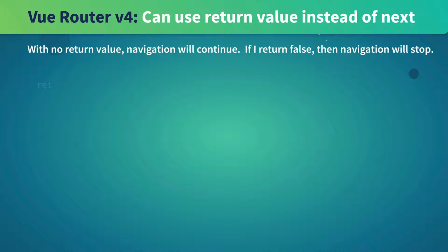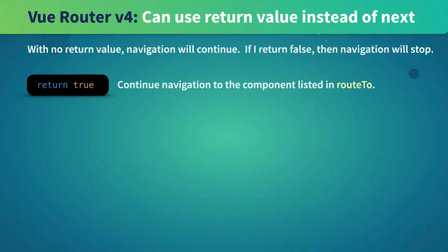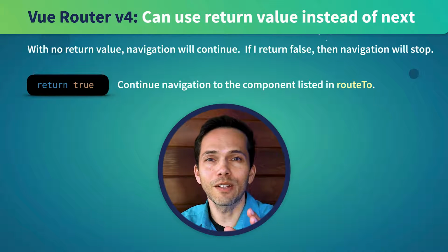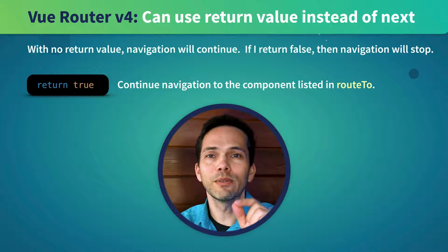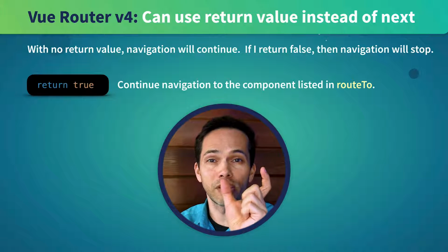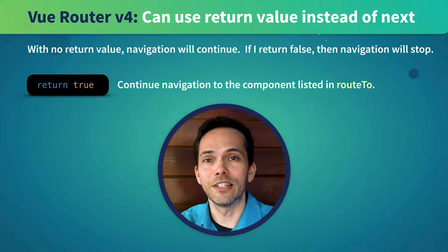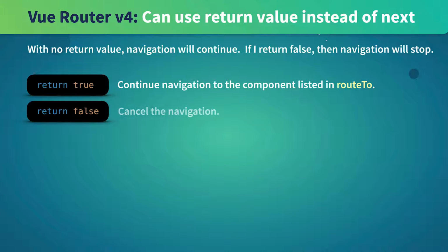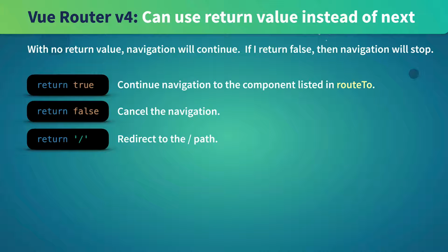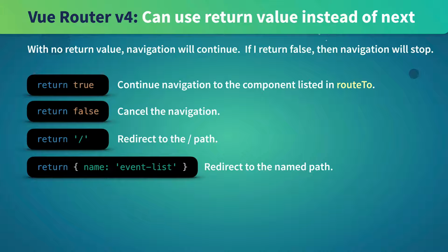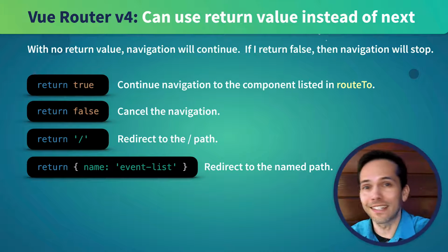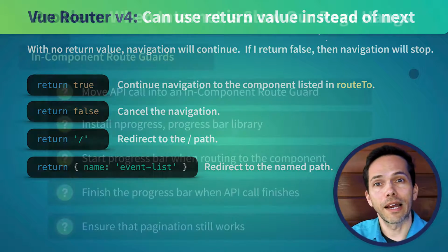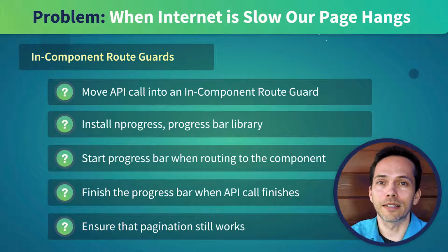So as I mentioned, if we return true, and this goes with any of the routing guards, it'll continue navigation to the component listed in route to. I'm sure you can imagine different scenarios where instead of return true, we write return, and then we write an expression. And if it evaluates to true, it continues navigation. If we return false, it'll cancel the navigation. If we return a string, it'll redirect to that path. And if we return the named path, it'll redirect there. Pretty similar to using next, except we're using the return value. Let's go back to our original problem and see if we can implement a progress bar.